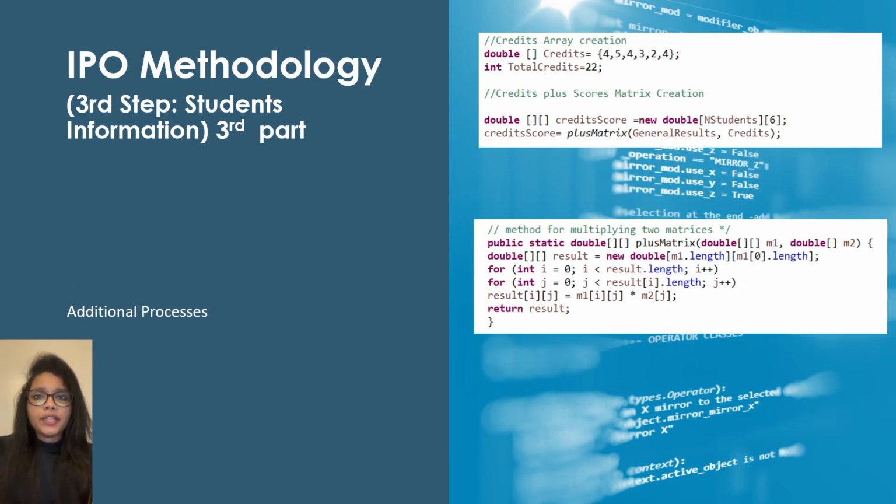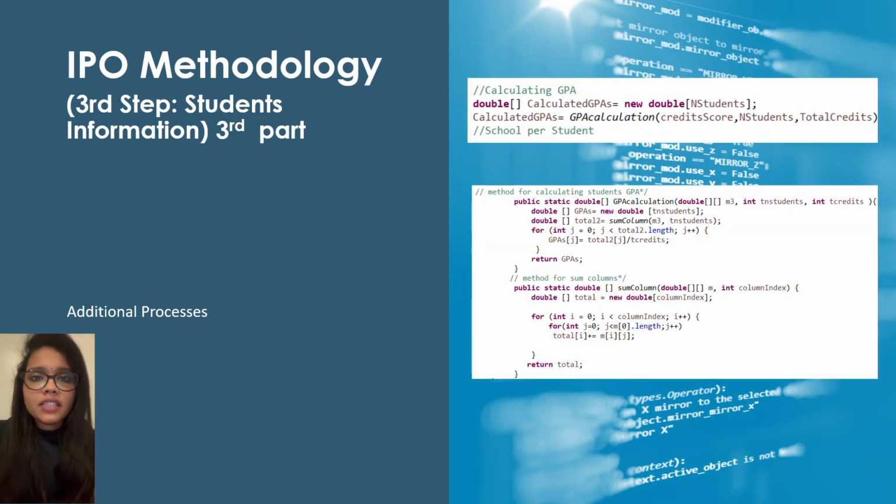Now to the third part, we need to make additional processes which help in building the report. In the first case, we create a single array called credit with all credit scores of the subjects and also an integer with the total credit, which was 22. Also, we create a two-dimensional array called credit score, which is a double of n students by 6. The most important key part is that we use the plus matrix method with the general result matrix and credit as arguments. The plus matrix method is a method for multiplying two matrices. In this case, we are going to multiply each score by the respective grade, and we are going to start at the same location but in a different matrix, which is the result. This is the matrix that is going to be returned once we apply the plus matrix method that the user has created.